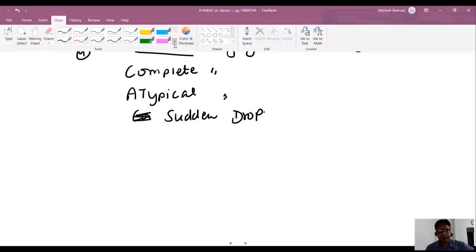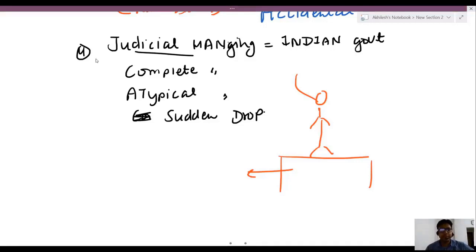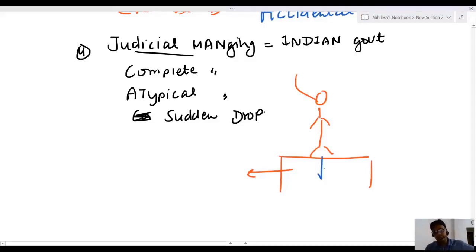Actually, sir, what is this method? See, this is a person. He is standing on a platform. This platform is shifted. Doctor, this is judicial hanging. So this person is suspended when the platform is shifted. This is a complete hanging. Atypical hanging. Sir, why is the word atypical hanging used?